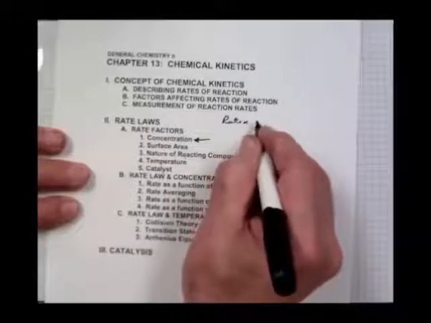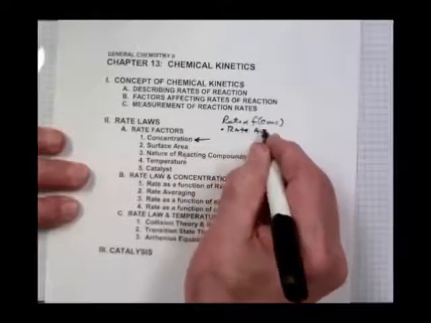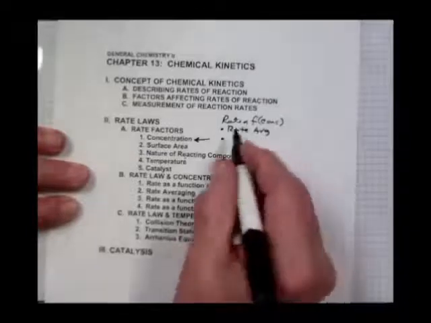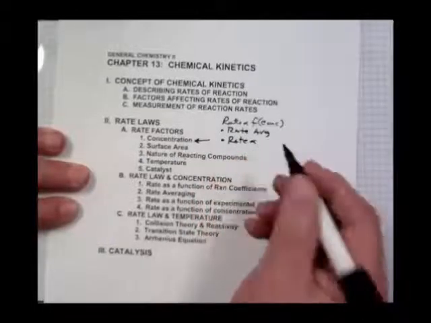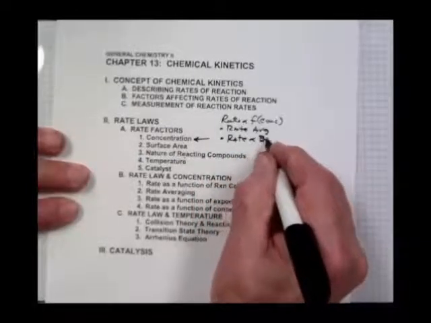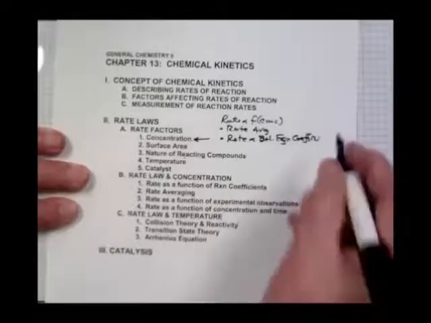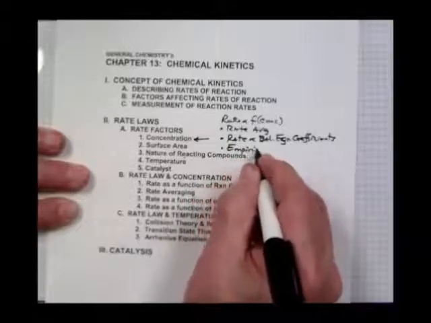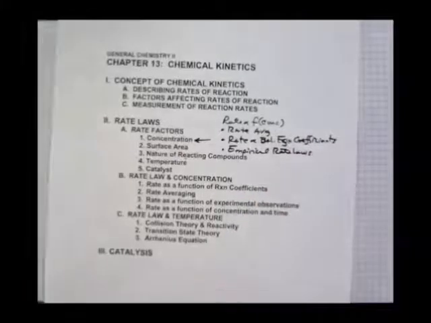You have one which is rate averaging, and then a second type of problem. Please mark these down if you don't know, because this is how I build an exam. Okay, so please make note. Rate averaging, and then rates proportional to the balanced equation coefficients, and then empirical rate laws, and those are 3 of 4.